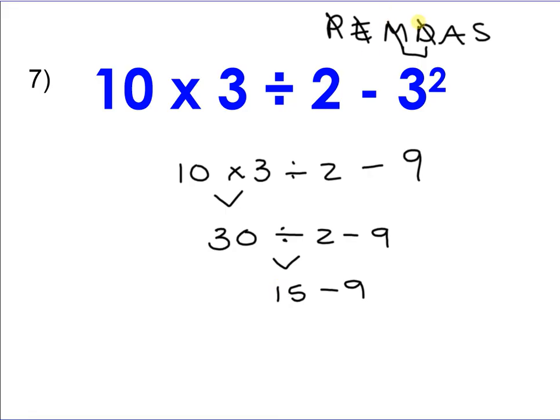I've now taken care of all my multiplication and all my division. I have addition and subtraction left, but looking over here, I just have subtraction left. 15 minus 9 is going to be 6.